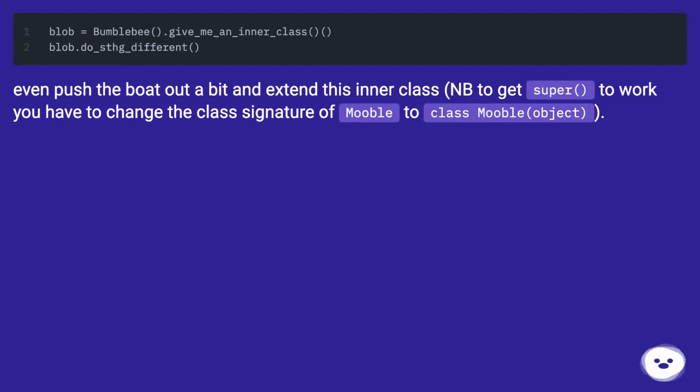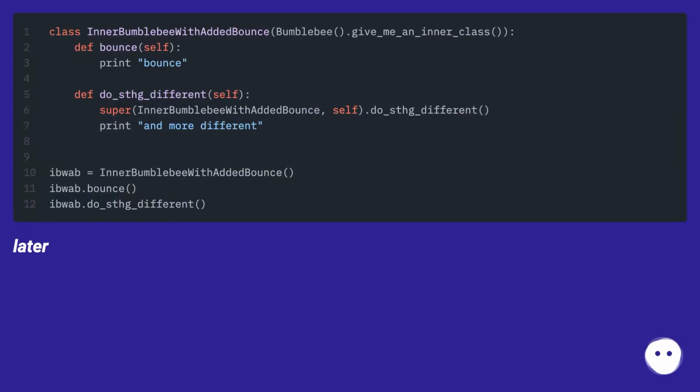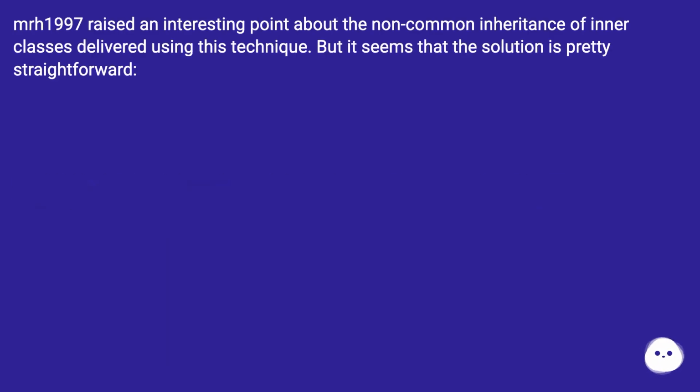even push the boat out a bit and extend this inner class, and to get super to work you have to change the class signature of mobile to class mobile(object). Later. MRH1997 raised an interesting point about the non-common inheritance of inner classes delivered using this technique. But it seems that the solution is pretty straightforward.